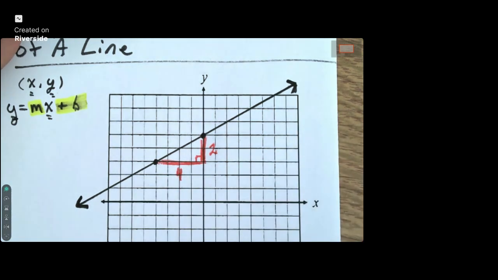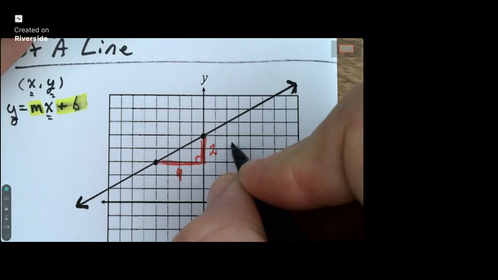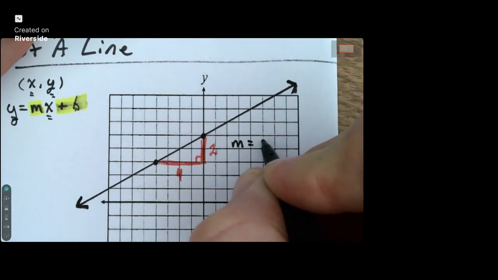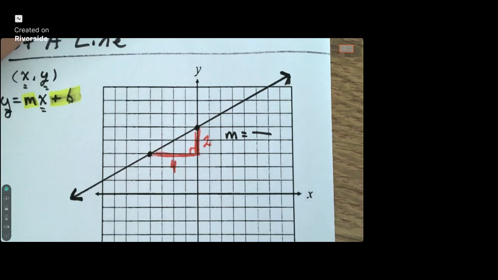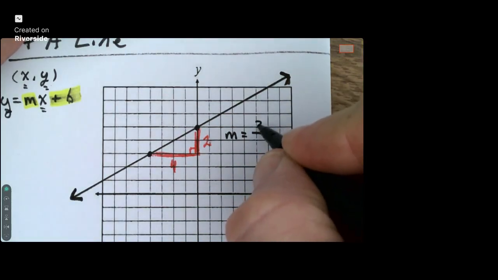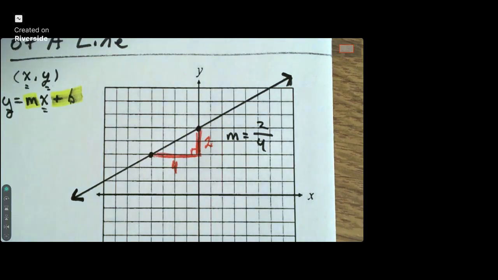So now we can find our slope. We got a rise of 2 and a run of 4. Let's go ahead and calculate our slope, maybe just over to the side somewhere. Let's throw it in here. So our slope equals rise over run, so rise divided by run. So rise is 2 and run is 4.